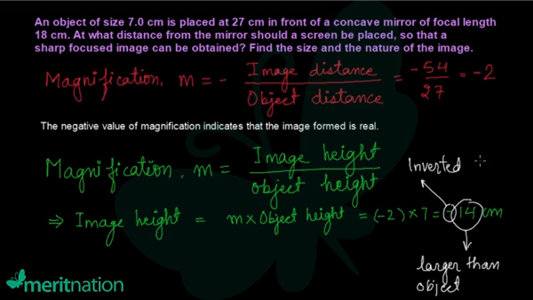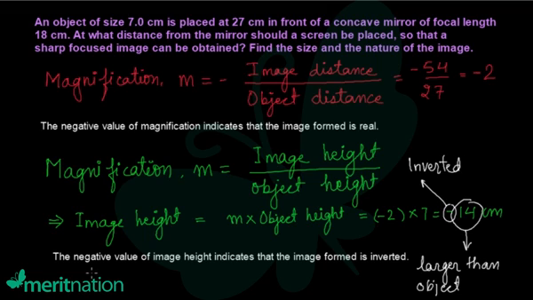The image is inverted. So the negative value of image height indicates that the image formed is inverted, and the number 14 obviously tells me that this is greater than the size of the object. That is, the object was 7 centimeters and the image is larger than the object. So this is my desired answer.